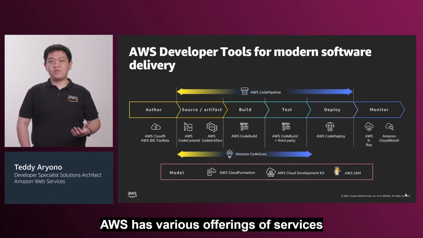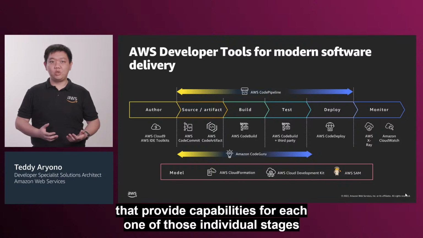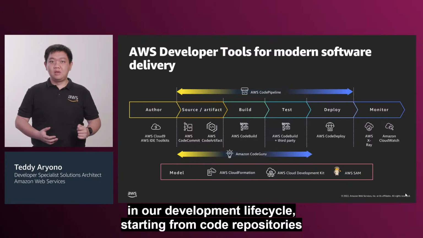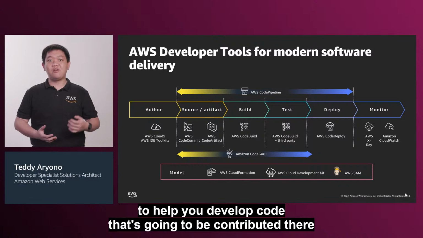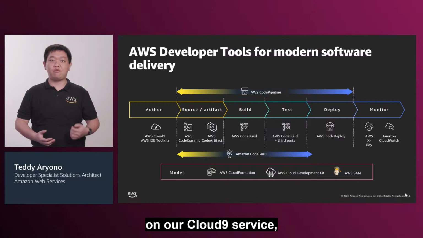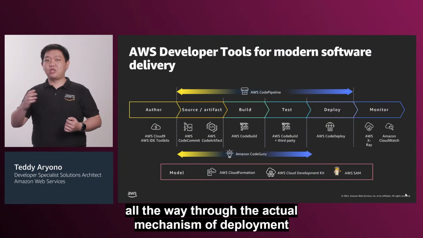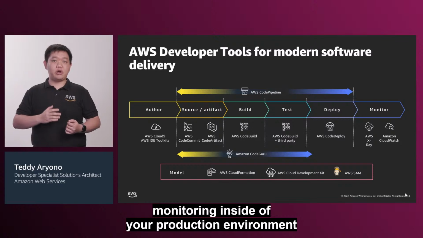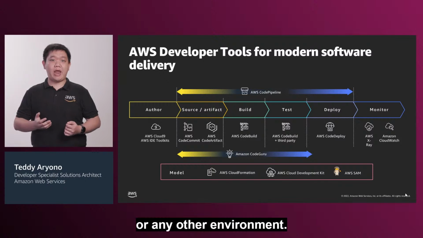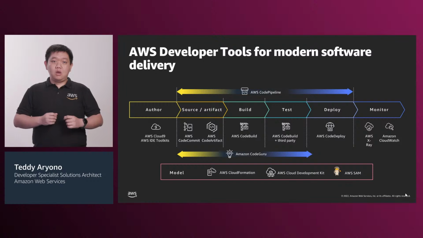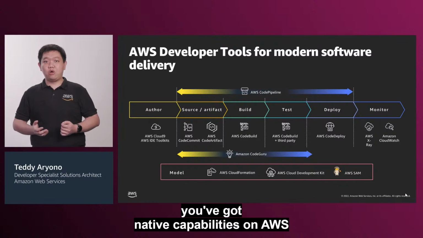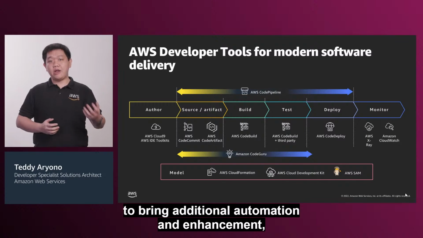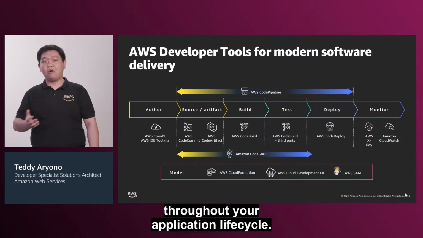AWS has various offerings of services that provide capabilities for each one of those individual stages in our development lifecycle, starting from code repositories within our CodeCommit service and the cloud-based IDE to help you develop code that's going to be contributed there on our Cloud9 service, all the way through the actual mechanism of deployment and subsequent monitoring inside of your production environment or any other environment. We are not going to go through all of them today, but just so you know that for each one of those stages in the SDLC, you've got native capabilities on AWS to bring additional automation, enhancement, better visibility, and transparency throughout your application lifecycle.